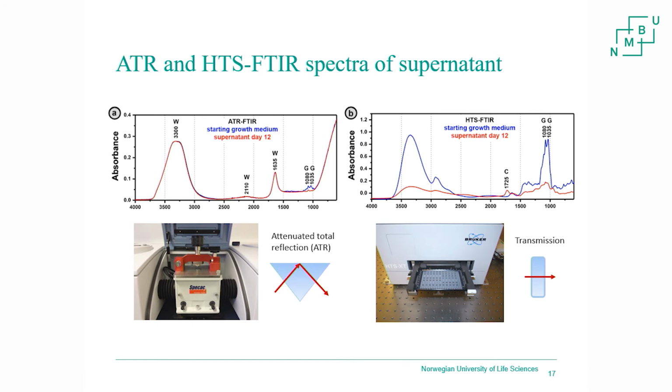In addition to cells, FTIR spectroscopy in both its modes can be applied to measure substrates which are used for growing cells. Here we can get information about substrate consumption, but also about the release of extracellular components. On this slide I just want to show you the difference between the two modes, attenuated total reflectance mode and high throughput mode, when measuring substrate. In picture A you see the ATR FTIR mode, and in B the HTS mode.